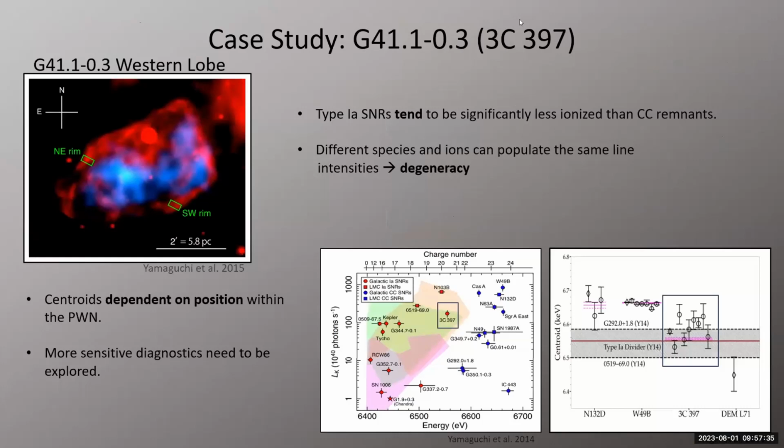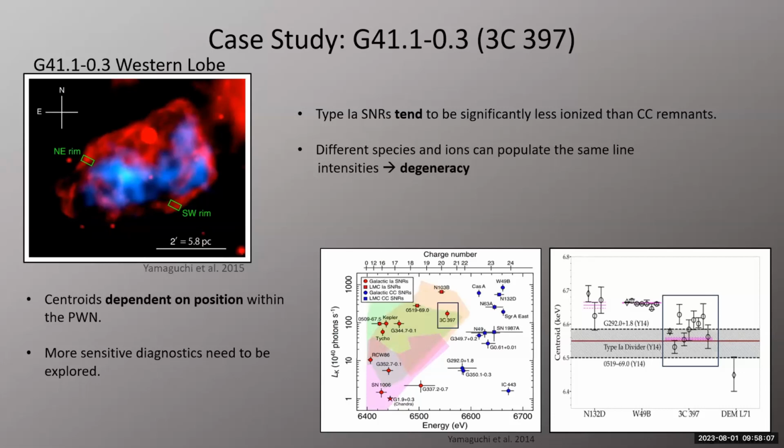G41.1-0.3 is a supernova remnant characterized by a heavily absorbed thermal spectrum with many emission lines. In 2014, Yamaguchi et al. found a possible diagnostic relationship between the luminosity and centroid energy of the iron K alpha emission line, separating type Ia and core collapse progenitor scenarios. In 2021, Siegel et al. demonstrated a spatial dependence in the iron K alpha emission of G41, with centroids falling on either side of this type Ia divider line, depending on the extraction region used.